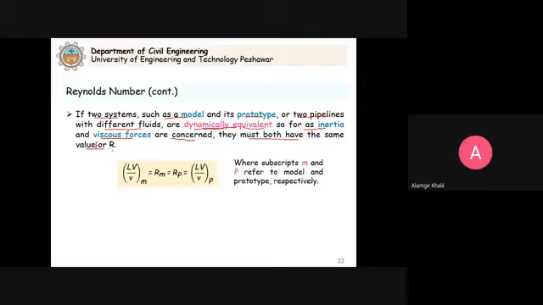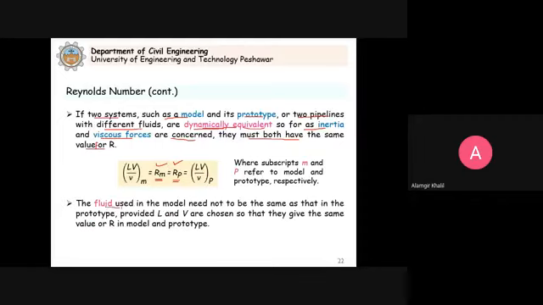Clear? So what we say is that in the model and in the prototype, these values must be the same. If this is the same Reynolds number, as I already explained in the previous slide, then we say that the two systems are dynamically equivalent. Now we are not saying that nu must be the same, V must be the same, or L must be the same. What we say here is that this Reynolds number must be the same in model and prototype. Then we can say that the two systems are dynamically equivalent.